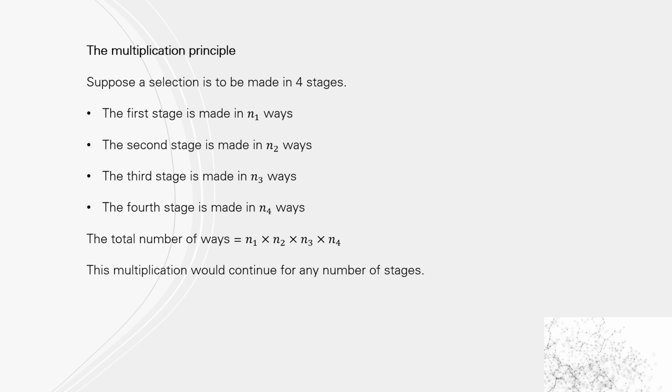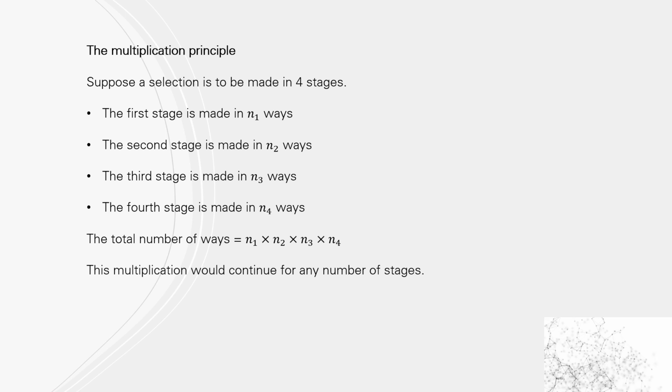The first thing we're going to look at is the multiplication principle. Suppose a selection is to be made in 4 different stages. For example, choosing a shirt, pair of pants, a tie, and a pair of socks to wear to work. Going to a restaurant could be another example: you might start with an entree, main, dessert, and a drink. That'll be 4 different stages.